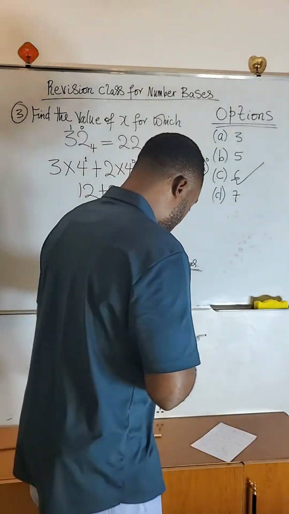Okay? Number four says simplify 110011 in base 2 times 101, all in base 2. And that one has options as well. That one even has options up to E.